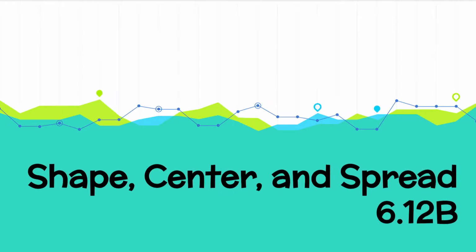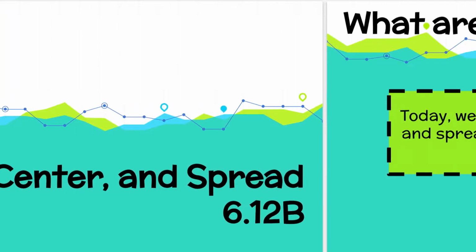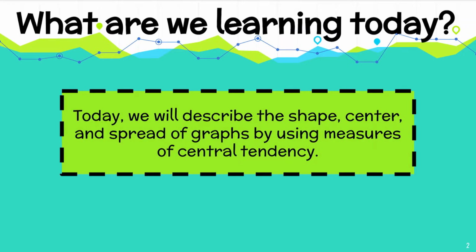Hello, Alvin ISD mathematicians. Today we're going to be talking about shape, center, and spread of data, which is our 6th grade standard 6.12B. So how are we going to be doing that? Well, we'll be describing those shapes, centers, and spreads of graphs by using measures of central tendency.